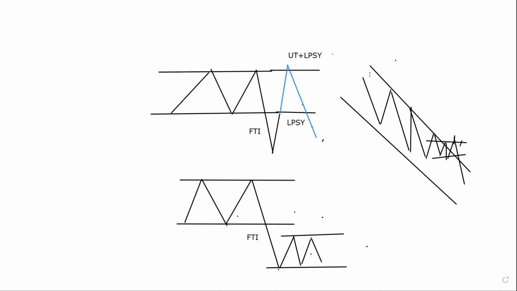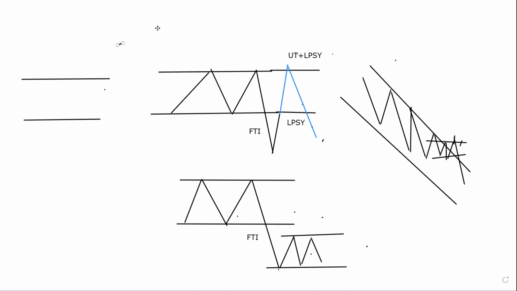Now redistribution can also occur like this. For example, the price becomes here like this, FTI. After FTI, the price makes a straight range. Then there's the 4th case here. The 4th case is of redistribution.